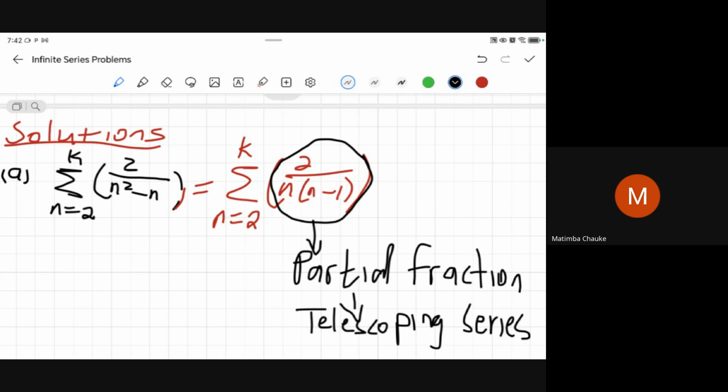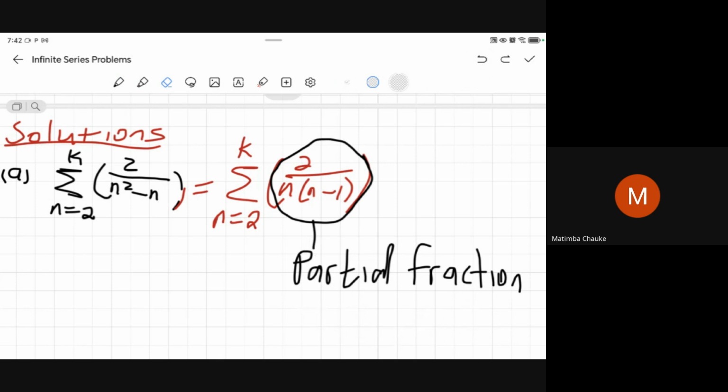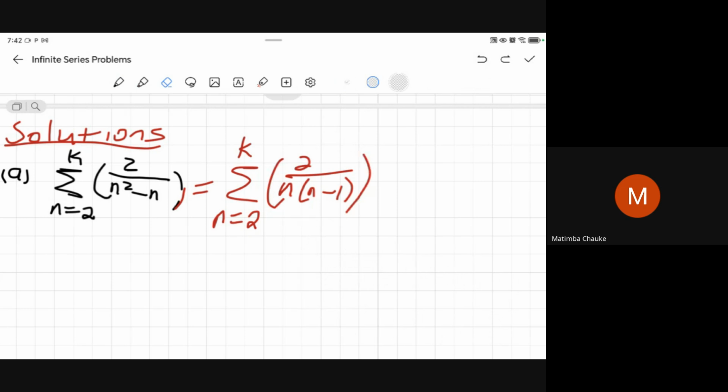First question, can I factorize it? Yes. Can I apply partial fraction? If you can factorize it, it means that you can apply partial fraction, given that the degree of the denominator is higher than the degree of the numerator, or it's equal to the degree of the numerator. So this simply means we can apply partial fraction. So now let me apply partial fraction on that.